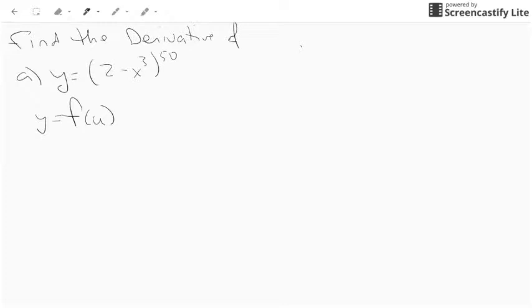Now compare that to the question that we've got here. What would make sense as a u function? Well, I hope that when you see this as being composed, it makes sense that u would be equal to 2 minus x cubed. And so what we've got here is y equals u to the 50, and over here, u equals 2 minus x cubed. When I compose y with u, I'm just taking that 2 minus x cubed and putting it inside the u to the 50.